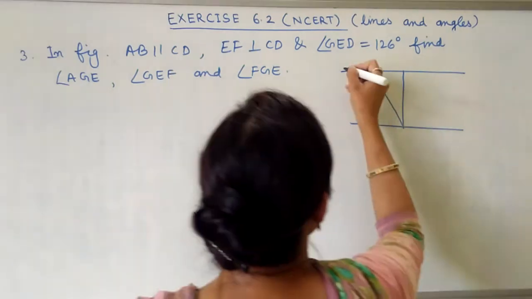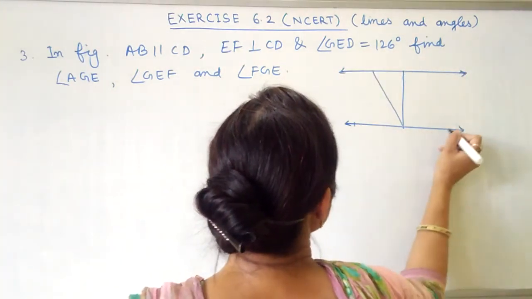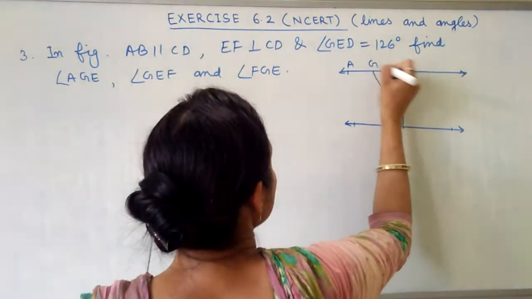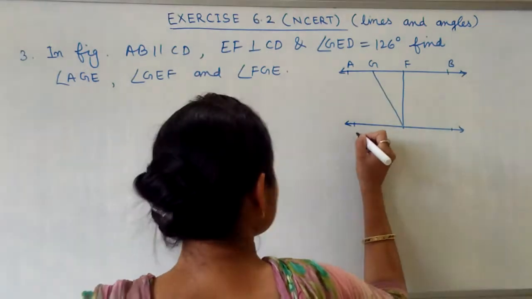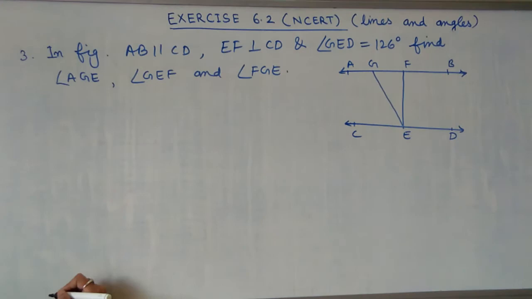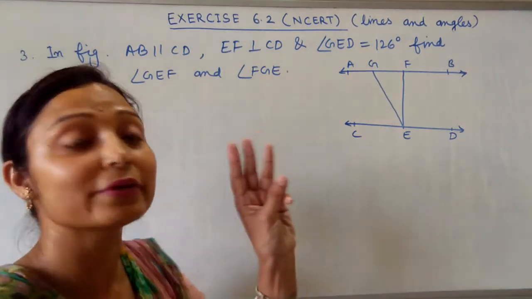Okay, so these are the two parallel lines which are given to you. How can you write the names? This is A, G, F, B, and here C, E and D. So these are the angles which are given to you. First of all, I will check which angles we have to find out. We have to find three angles.